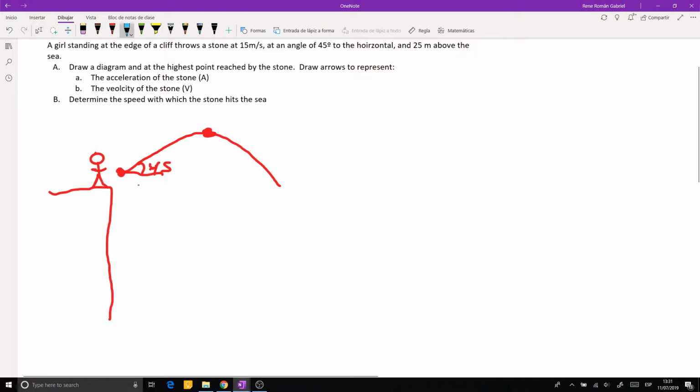So they tell us that it's 25 meters above the sea level here, and the stone is thrown at 15 meters per second.